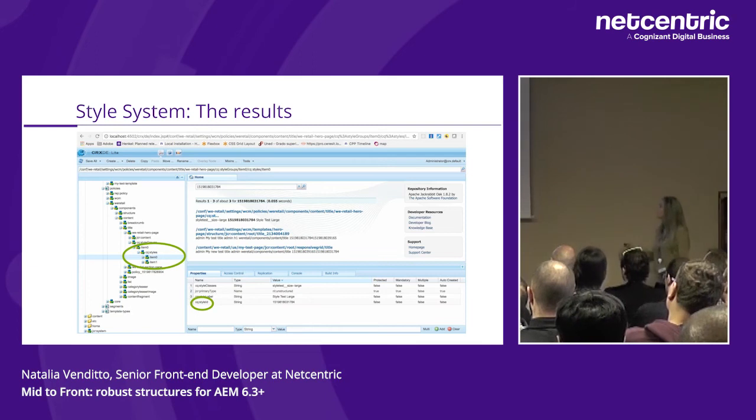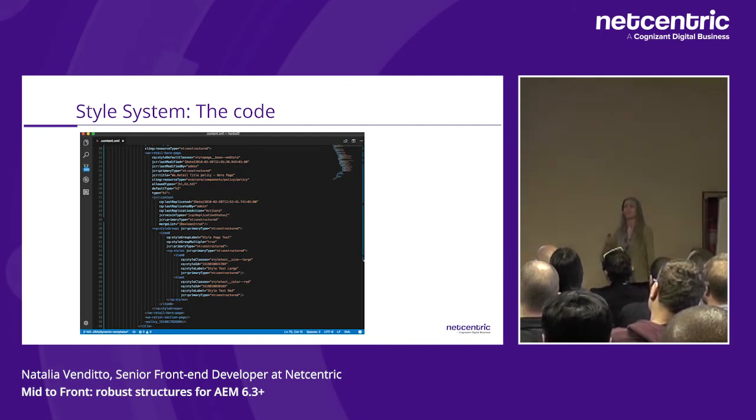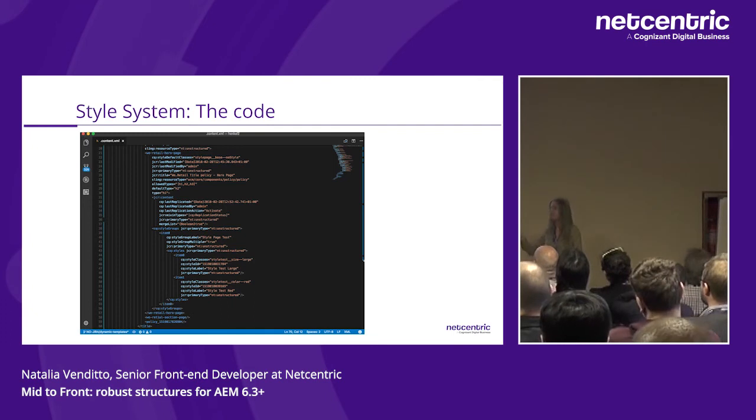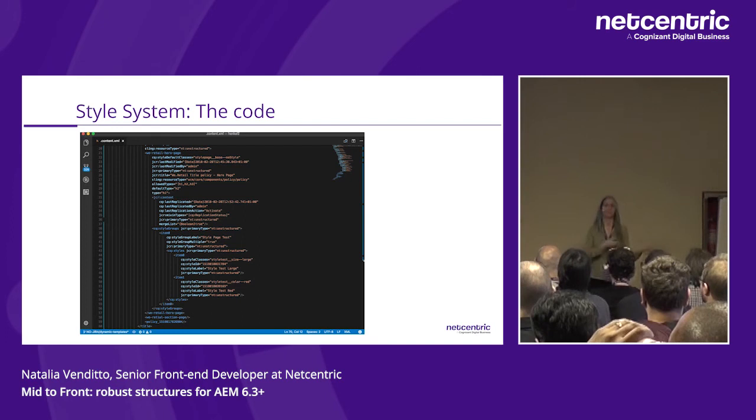So once you see this representation in the CRX, you can already understand very intuitively how you can do this programmatically directly in the code and have these styles available for the content authors to use. And then obviously you have to put JavaScript or CSS in your client libraries to make these classes do something, right?